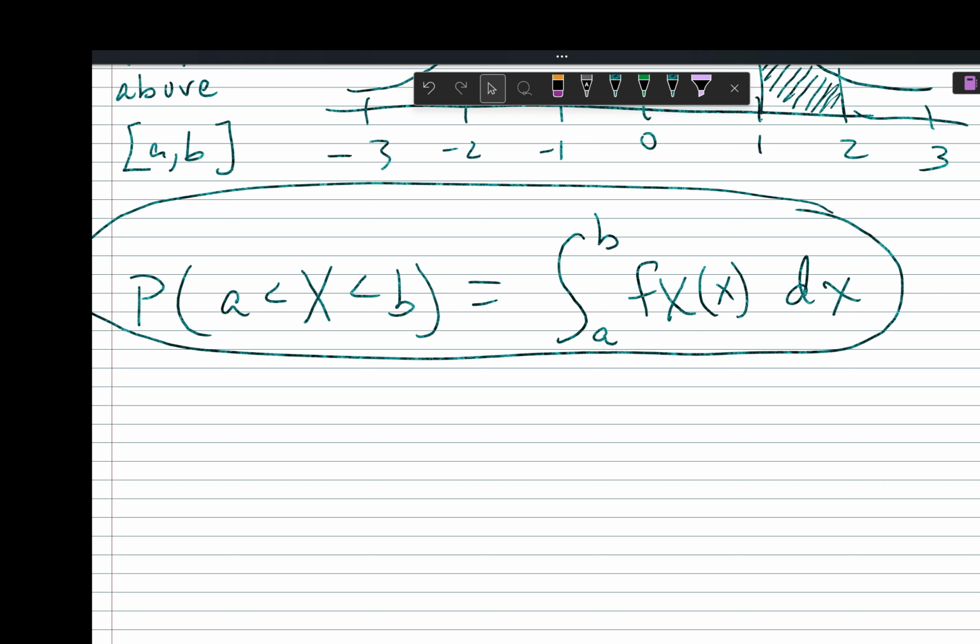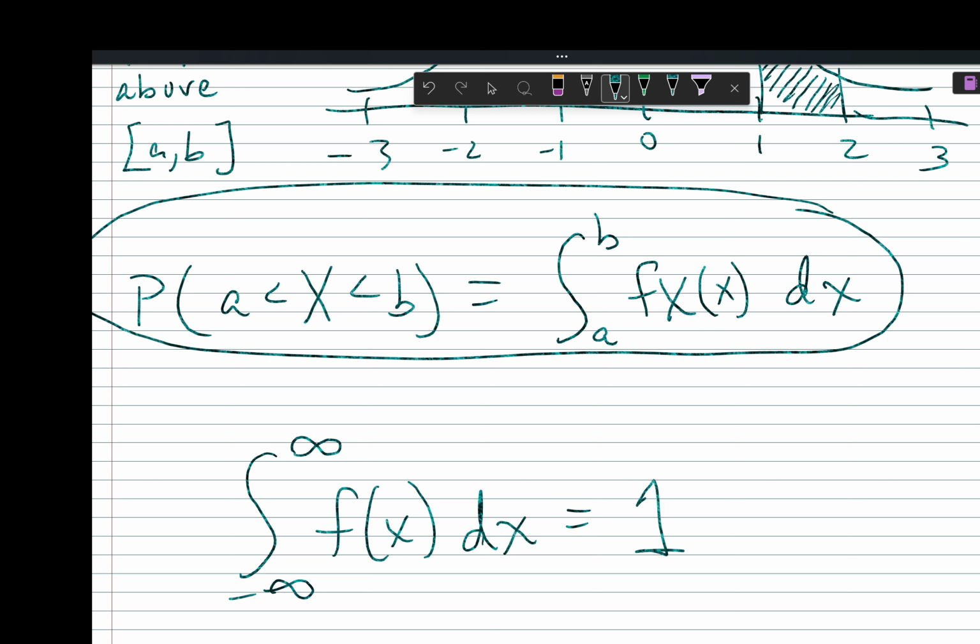So for a non-negative function f to be a probability density function, the total area under the curve that it defines must equal 1. Right? So what I'm stating is the integral of f(x) with respect to x from negative infinity to positive infinity is equal to 1. So the total area under the curve of a PDF must equal 1.